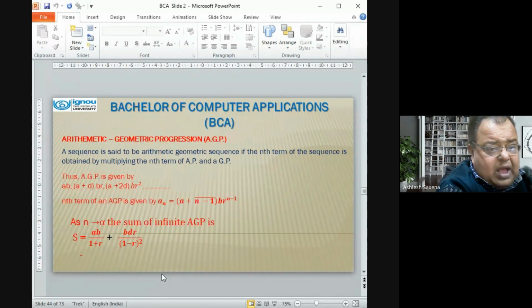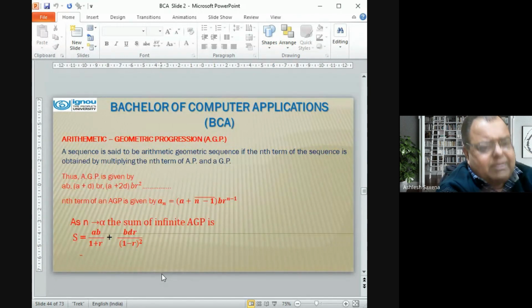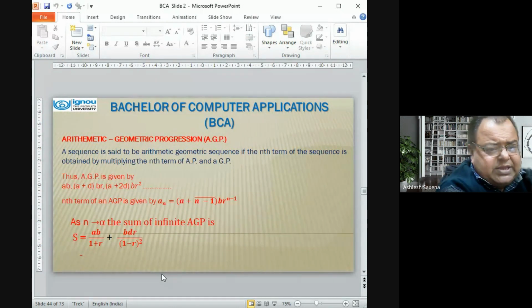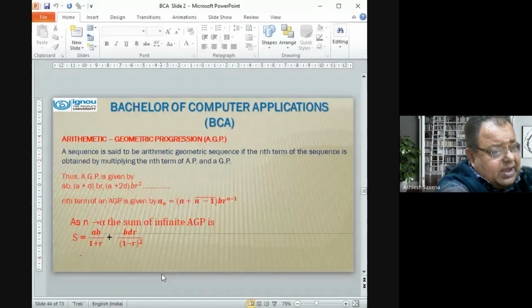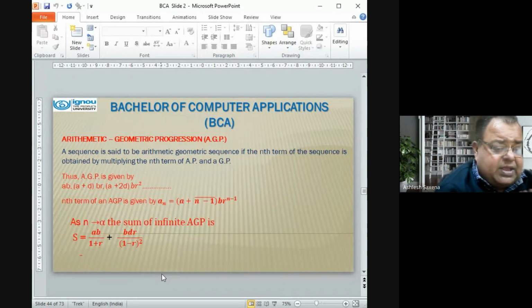Now we will see how this is calculated. To make it understandable, we can say that the AGP is given by a, (a plus d)r, (a plus 2d)r square, and so on. The nth term is a standard relation: it is equal to a plus (n minus 1)d times r raised to the power n minus 1. And for infinity, if n tends to infinity, this will be the formula: S is equal to a upon 1 minus r plus dr upon (1 minus r) square. You have to simply remember the relation.